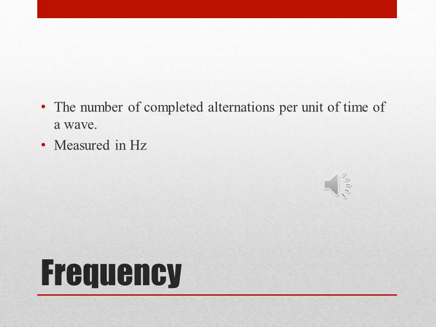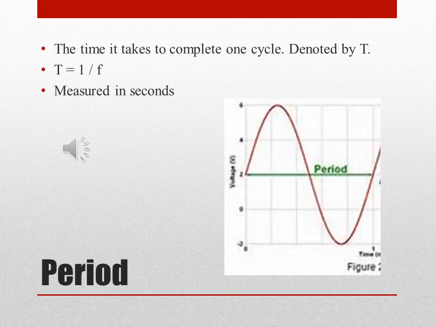The frequency of a waveform is the number of completed alternations per unit of time of a wave. Frequency is measured in hertz. The period of a wave is the time it takes to complete one cycle. Period is denoted by T. T can also be found by using the formula T = 1/f. The period is measured in seconds.